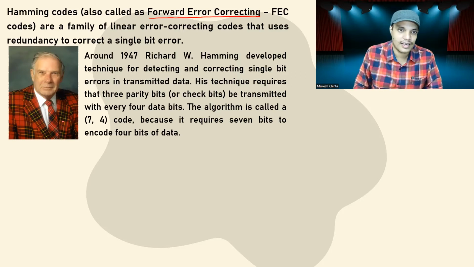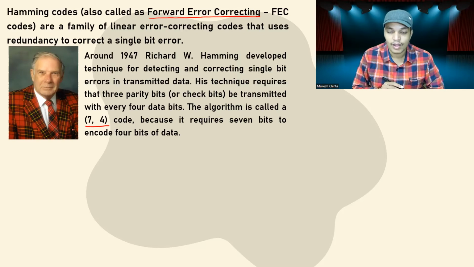So that is the reason his algorithm is given the name 7,4 code, which tells you that the total message transmitted is 7 bits for an actual data of 4 bits. As I said, it requires 7 bits to encode 4 bits of data. So this is his original Hamming code.